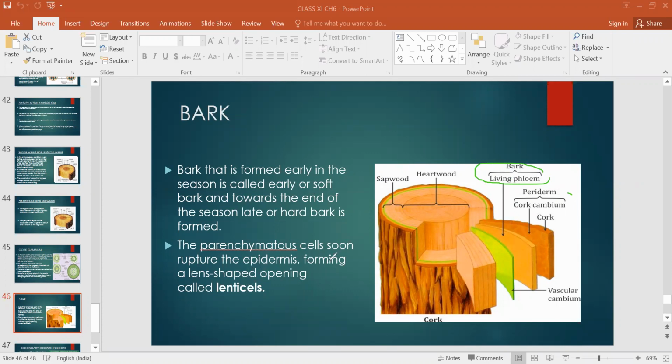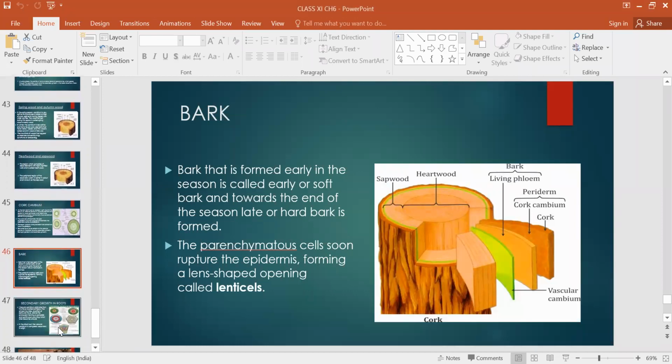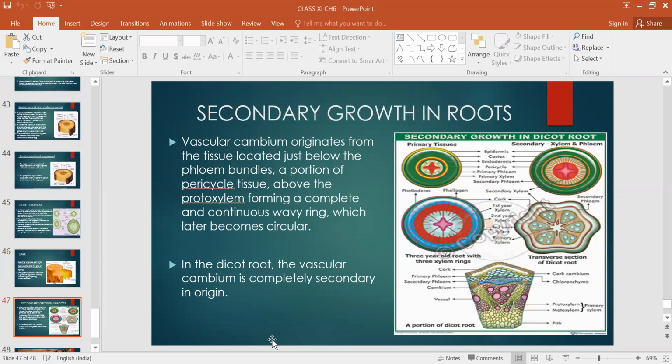The parenchymatous cells soon rupture the epidermis, forming a lens-shaped opening called lenticels. Now, the epidermis has an opening that is known as lenticels, and from there, exchange of gases may take place. Like in leaves, we have stomata; in woody plants, the opening is the lenticels.